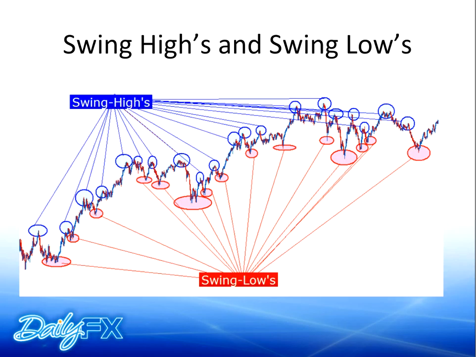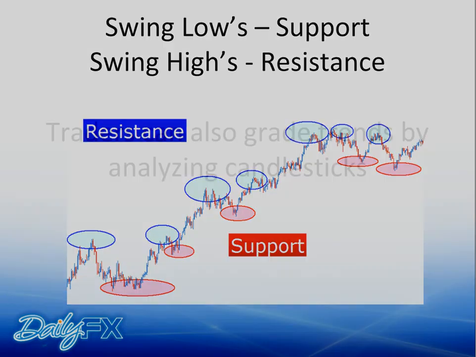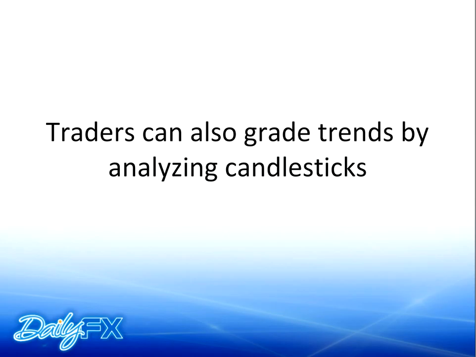You'll notice from the picture in front of you, numerous swing highs and swing lows have been identified. Each swing low can be classified as an element of support, while each swing high can be classified as an element of resistance. We can take the swing highs and swing lows that are exhibiting themselves in the marketplace, and we can then begin to grade trends simply by analyzing candlesticks.